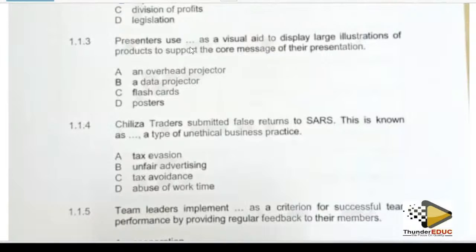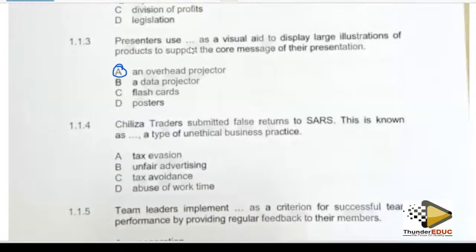So now, if we check here, presenters use dash as a visual aid to display large illustrations of product to support the core message of the presentation. We have A, which is overhead projector. An overhead projector can actually cater for large illustrations of product. And then we also have data projector. Data projector compared to overhead is a bit small. And then also you have flashcards and posters. So in this regard, our appropriate answer is A, because B and C as well as D are totally out. Okay, right, grade 12. So now we can move on to the next question.